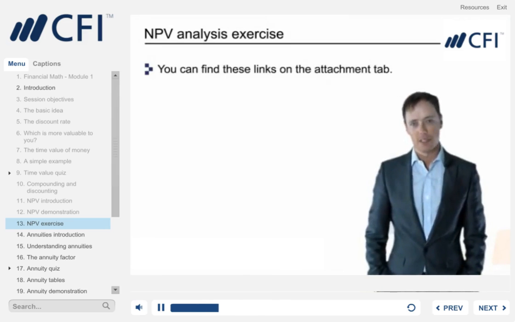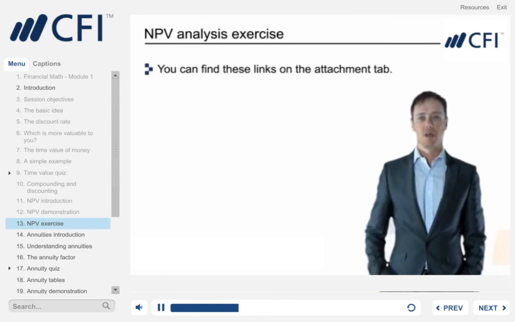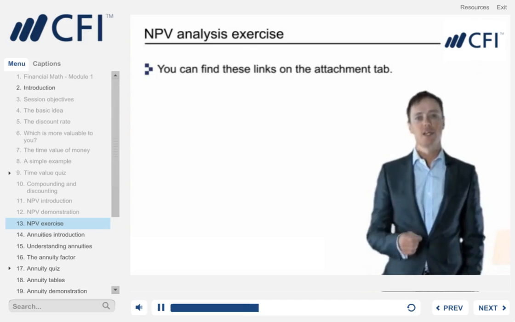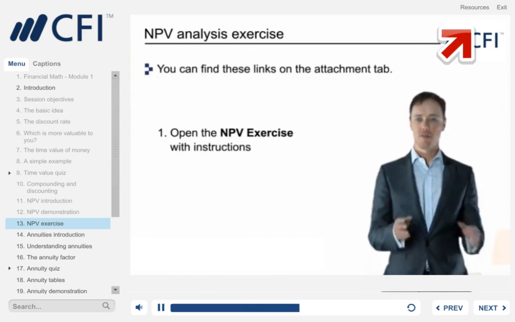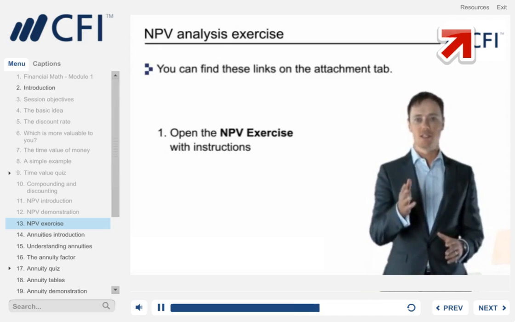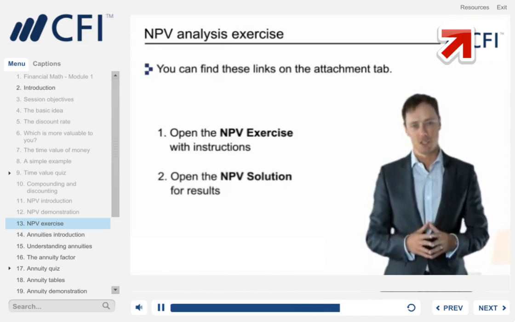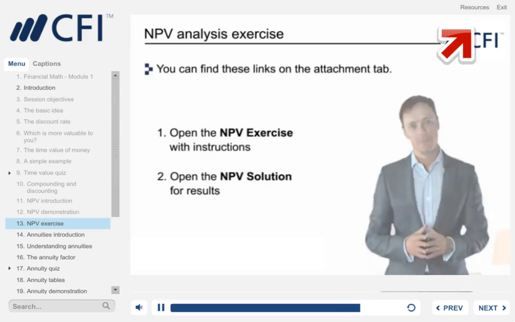Now it's your turn to calculate the NPV. To go through our first exercise, click on the attachment link entitled NPV Exercise. Once you've had a go, compare your answers with the attached NPV solution. Good luck!